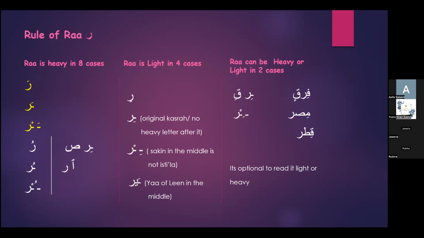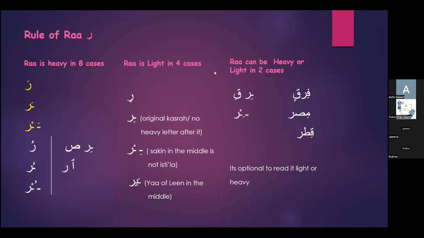Quraish, I think Quraish, it doesn't fall under the ra sakina. That's Raish, Rafata. Sorry about that. That's not a good example. So Ghair and the Khair are the two examples I can think of that apply to the ra sakina preceded by ya of lin in the middle. So these were the 4 cases of the light ra.